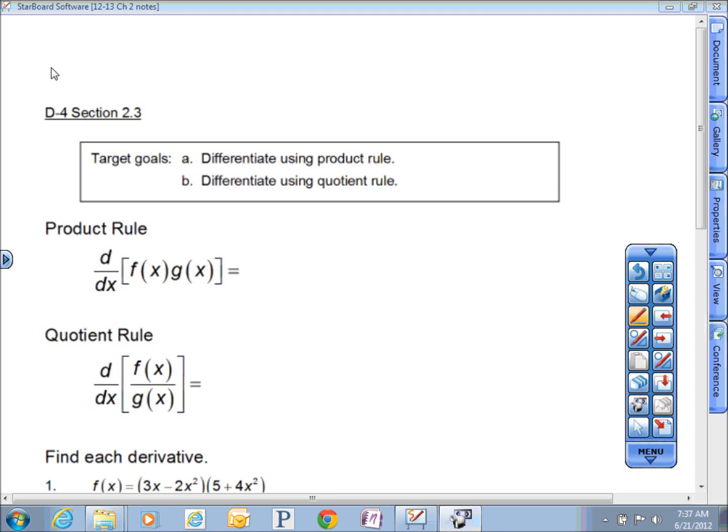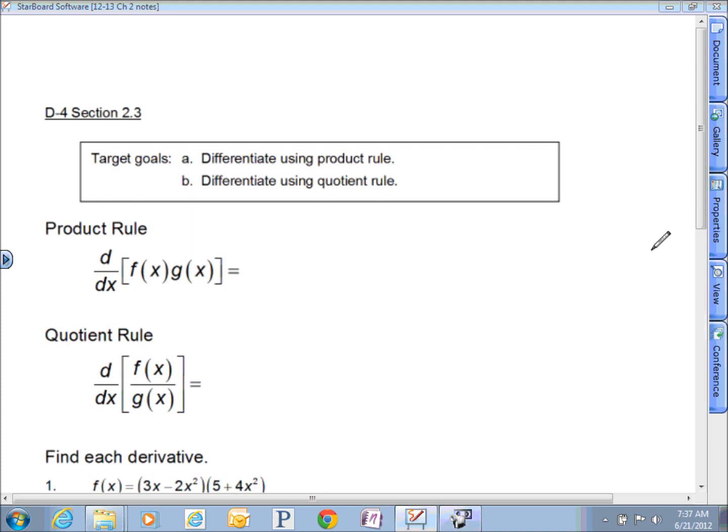Section 2.3 has two goals, product rule and quotient rule. We're going to focus this time on product rule. When do I need it? Why do I need it? Product rule happens, we've been saying all along that you get one, or you must take a single derivative per term in a problem.